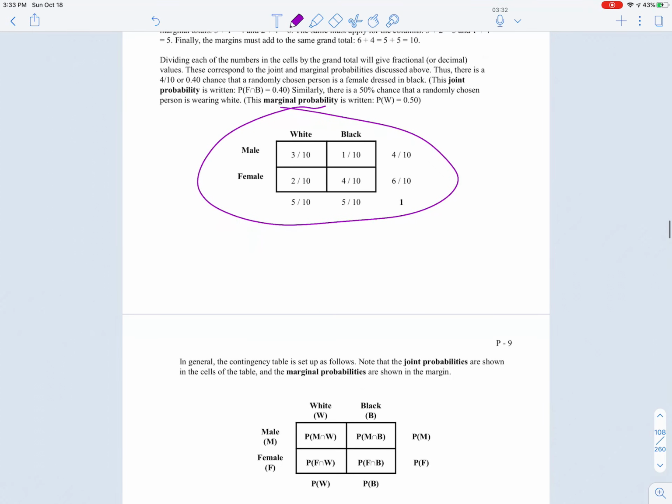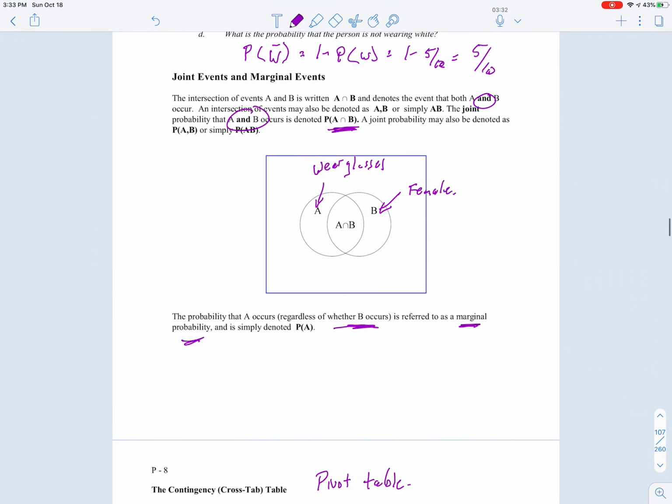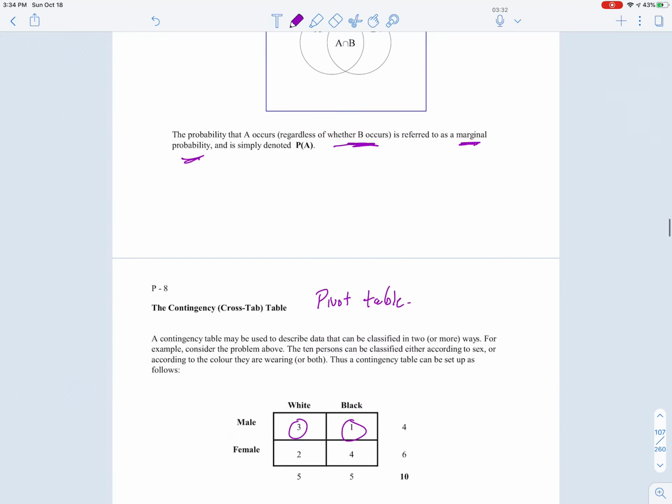And if you take a look then at the symbols that we use down here, take a look on page P9 here. The events are white or wearing black, and so here's the marginal values right here. So here's the marginal value of wearing white. So regardless of whether a person is a male or female, 5 out of 10 of the people are wearing white, and we saw that earlier. So these first 5, and then 5 are wearing black.